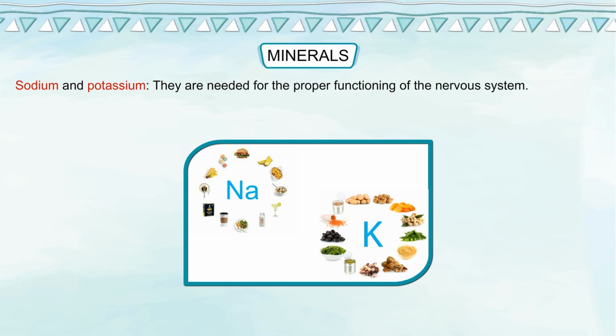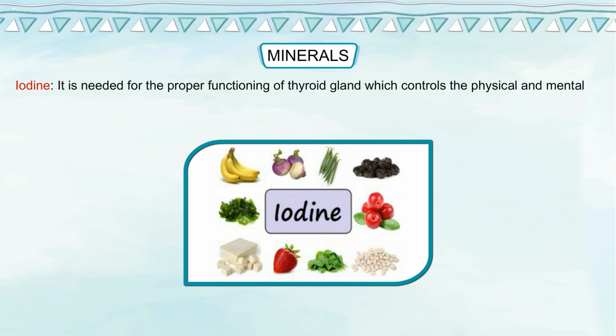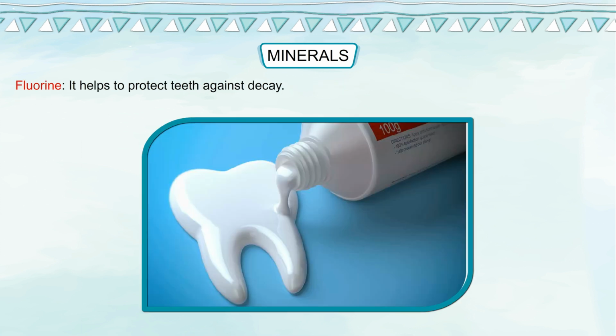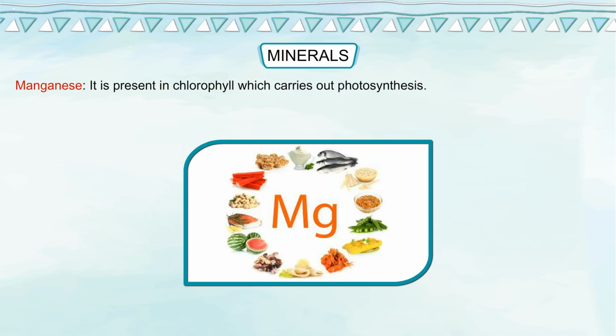They are needed for the proper functioning of the nervous system. Iodine. It is needed for the proper functioning of thyroid gland which controls the physical and mental growth. Fluorine. It helps to protect teeth against decay. Manganese. It is present in chlorophyll which carries out photosynthesis.